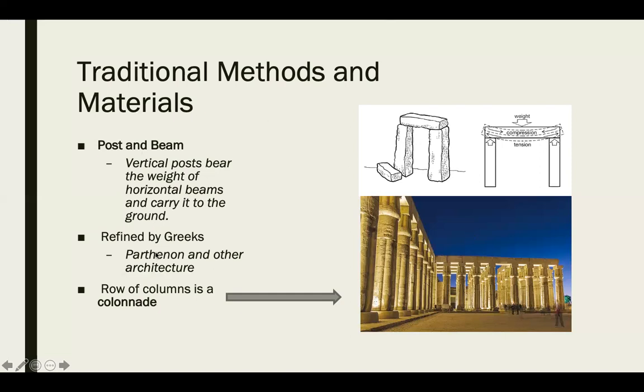This is later refined by the Greeks, and we see this in the Parthenon and other architecture. This is a row of columns, or post and beams, and it's called a colonnade. I could go through these forever, but there are so many developments that come from this that created what our architecture is today, and you can see it very present in history. So if you're ever looking at different buildings, different locations, look to see if there's a version of post and beam. It probably will be there somewhere.